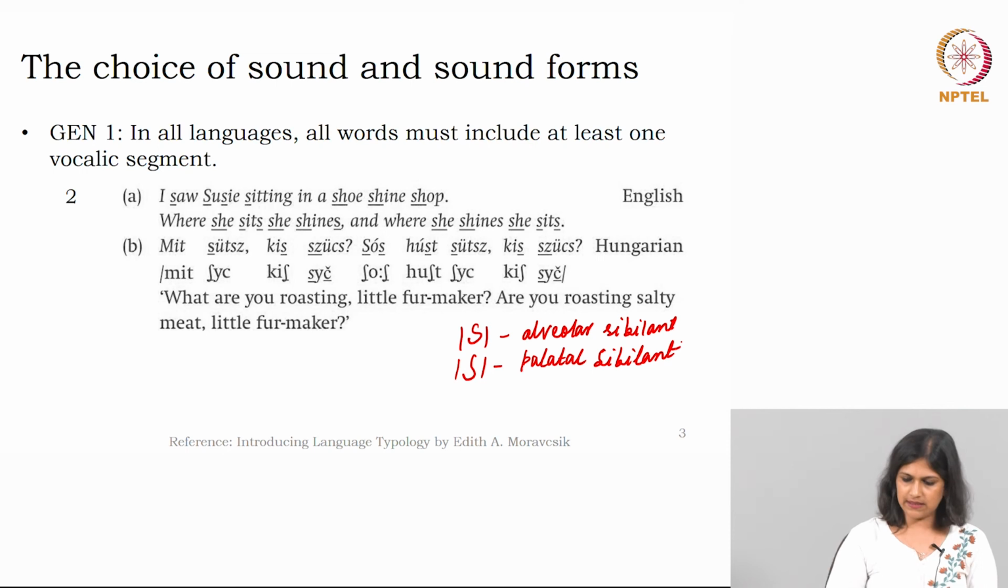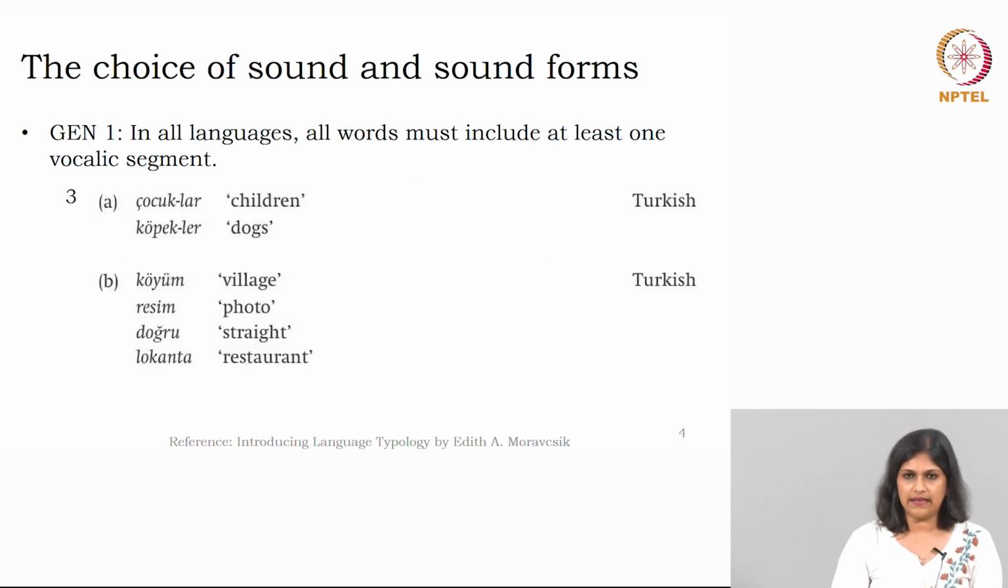In the Hungarian example, you see that no matter how many words you have here, in each unit or in each syllable, you would surely have a vocalic sound, and this vocalic sound will have either an alveolar sibilant or a palatal sibilant. In English the alveolar sibilant is sa and the palatal sibilant is sh. So, the English and Norwegian data tell you that.